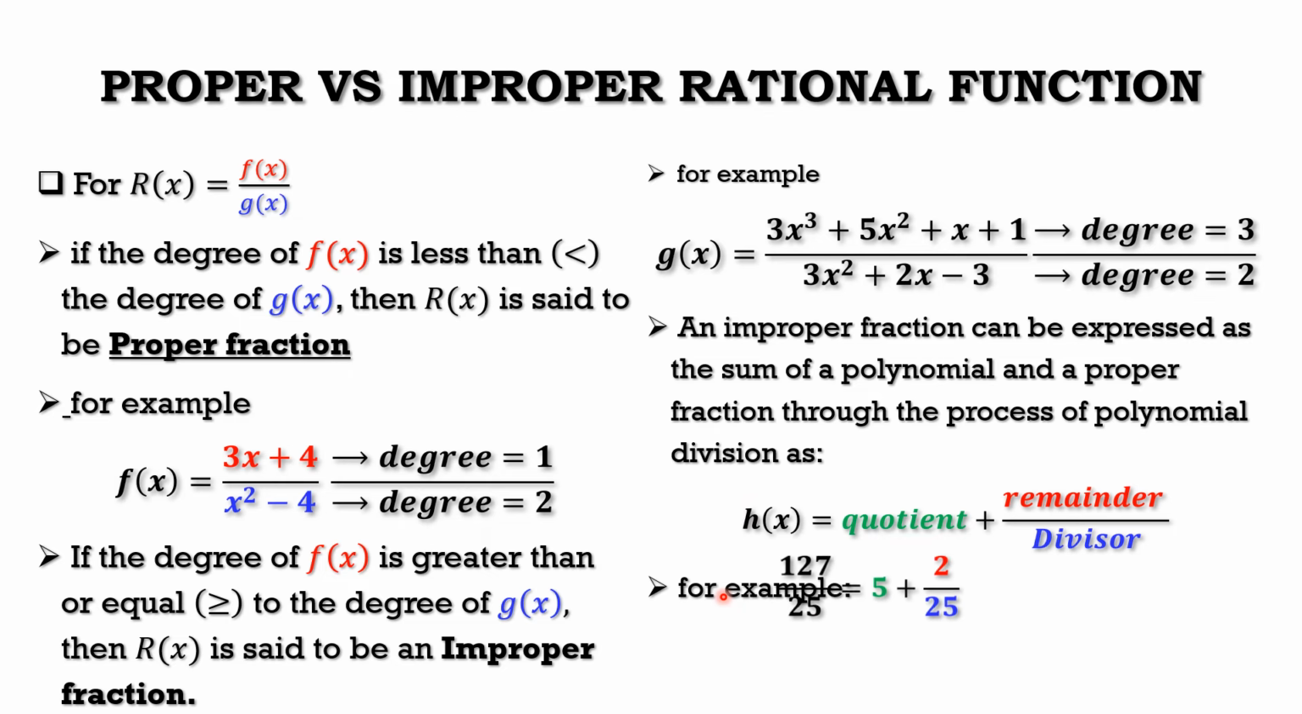Now, for example, if we have 127 divided by 25, remember 127 divided by 25 is an improper fraction. So if it's an improper fraction, then it can also be written as 5 plus 2 over 25. How did we do that? We used the long division method to divide 125 by 25. So the quotient will be 5 and there will be a remainder of 2 divided by 25. So remember, 2 over 25 is automatically a proper fraction.